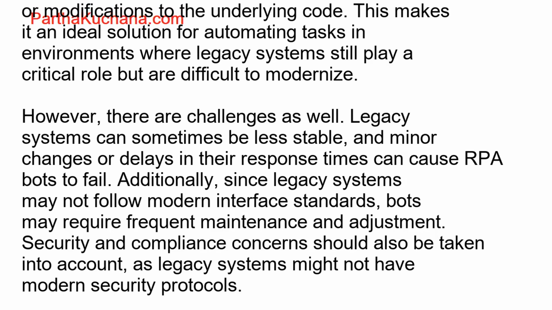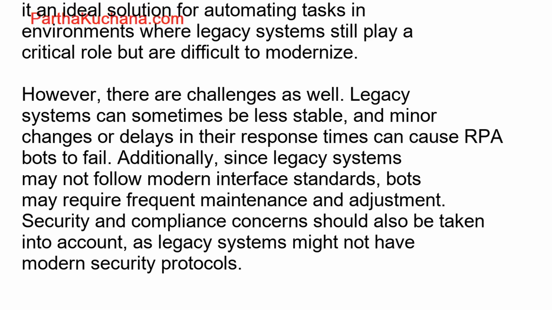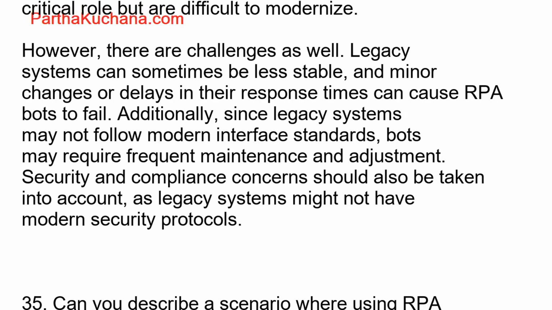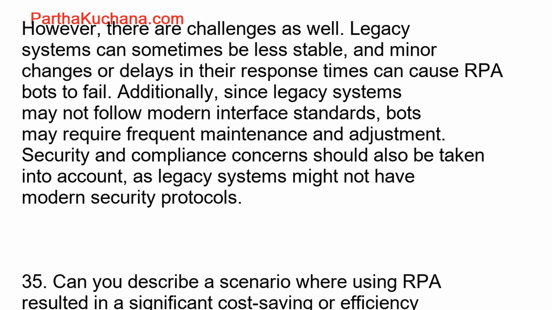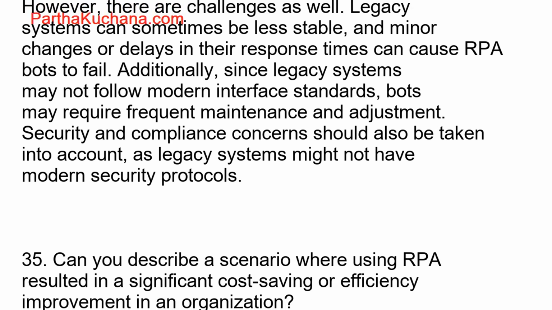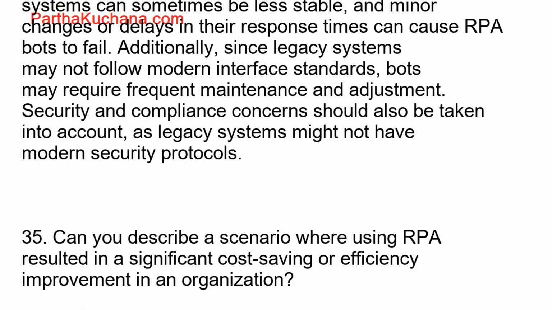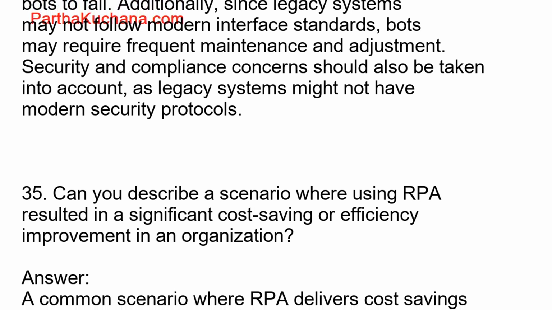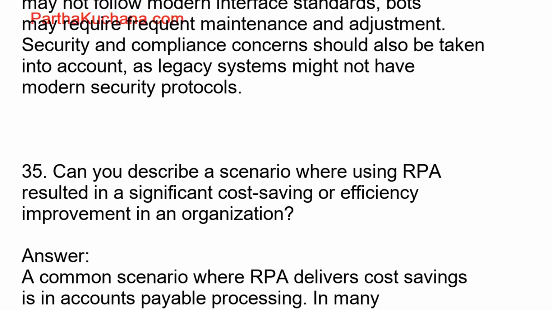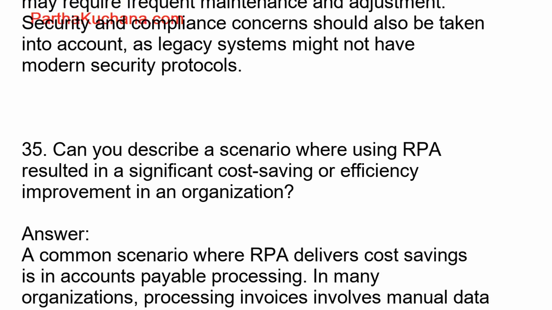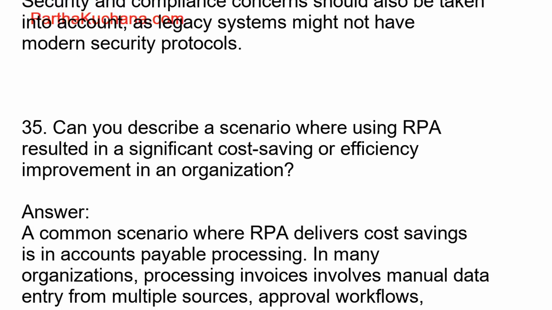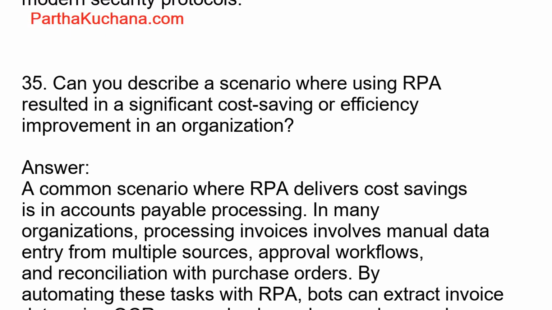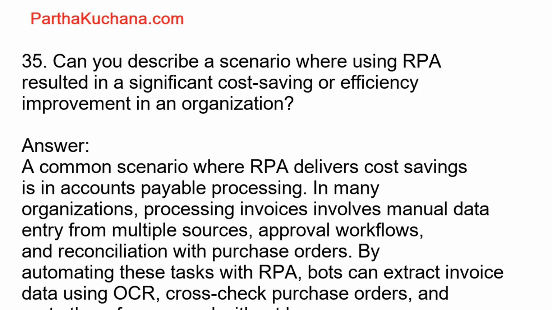36. What is a bot lifecycle in RPA, and what are the key stages involved? Answer. The bot lifecycle in RPA consists of several stages, beginning with process identification and ending with ongoing maintenance. The key stages are: 1. Process identification, selecting the process that is most suitable for automation based on factors like volume, frequency, and complexity. 2. Process design, defining the workflow and steps the bot needs to execute. This includes identifying data inputs, rules, and any exception handling requirements.